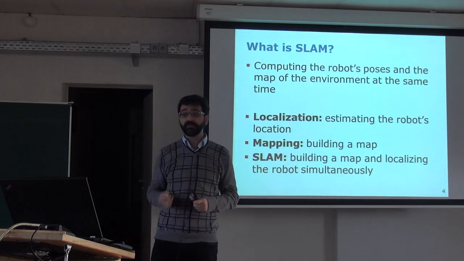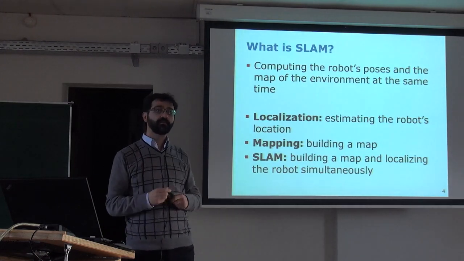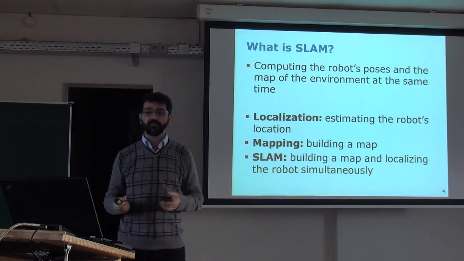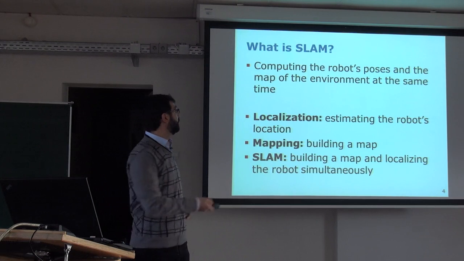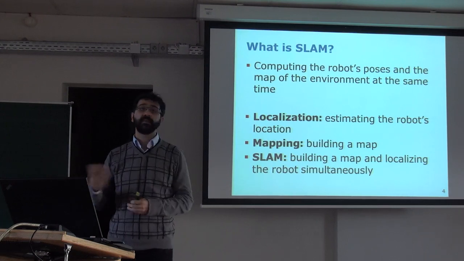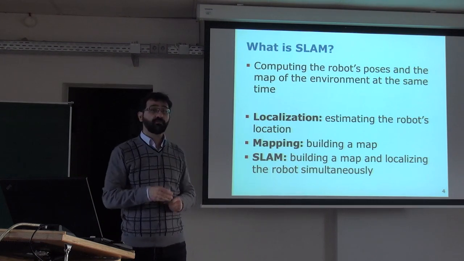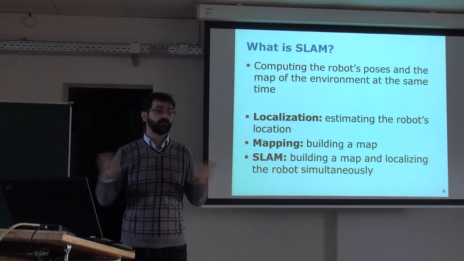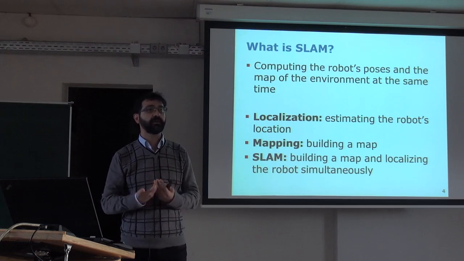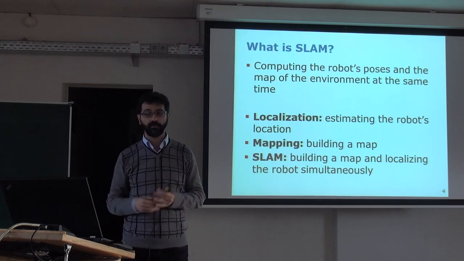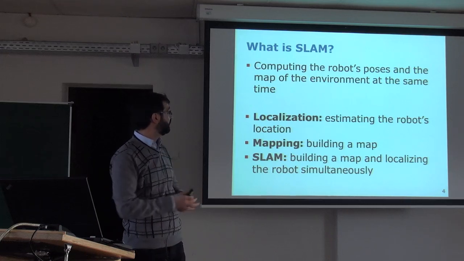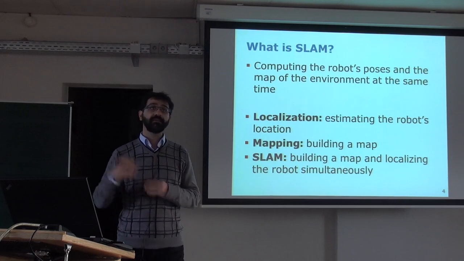So what is then the specific problem that we are addressing here? What is the SLAM problem? As I said before, this is defined as computing the robot's poses and the map of the environment at the same time. So you can imagine that you bring the robot here, you turn it on, it knows nothing, and it goes around and tries to figure out where it is and at the same time what the environment looks like.